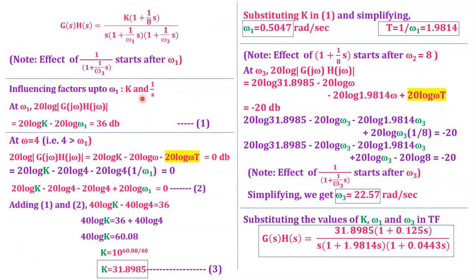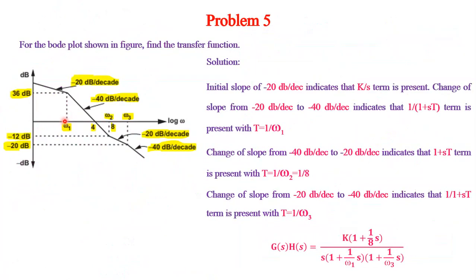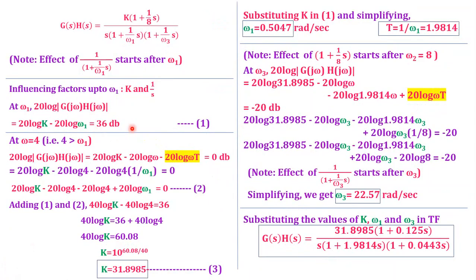Therefore, what is k by s if we want to find 20 logarithm of this? At omega 1, 20 log of the modulus of G(jω)H(jω) equals 20 log k, plus 1 by s, which is 1 by jω, giving minus 20 log omega, which is omega 1. At that particular omega 1, it is given as 36 dB. So that I have written as an equation. I hope I have explained this. So this is the first segment, that is why I have put a line here.